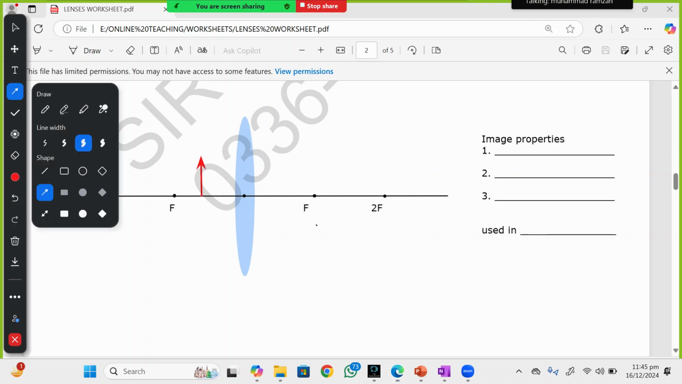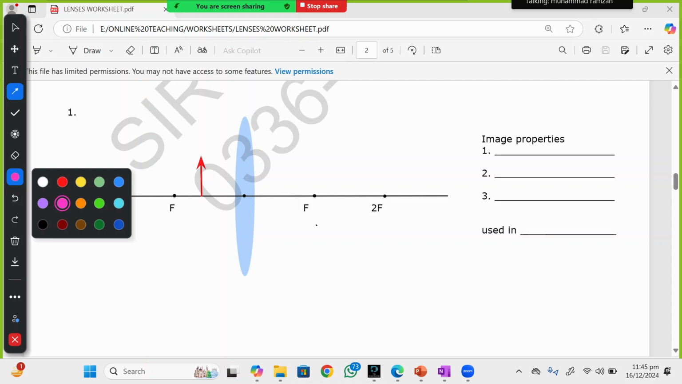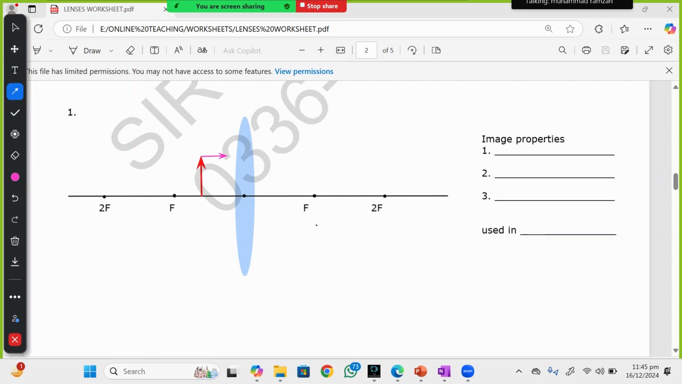So in case number one, whenever we have to draw the ray diagram, we should take care that there must be two rays, one which is parallel to the principal axis. We have to take it straight horizontally till the middle of the lens, and it would pass through the focal. And the ray which is passing through the optical center would go undeviated. These are out of the four things that we have read earlier.